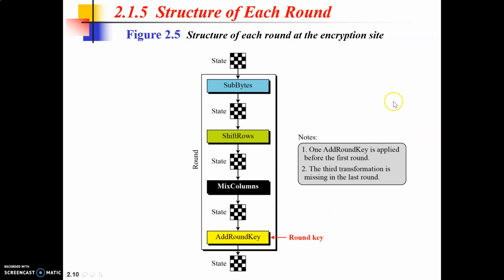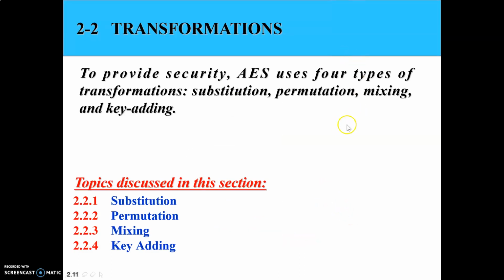For every round, we are going to be performing four operations. First operation is called sub bytes. Second operation is called shift row. Third operation is called mix column. And the last operation is called add round key. So these are the four types of transformations that we are going to study in AES: substitution, permutation, mixing, and key adding.